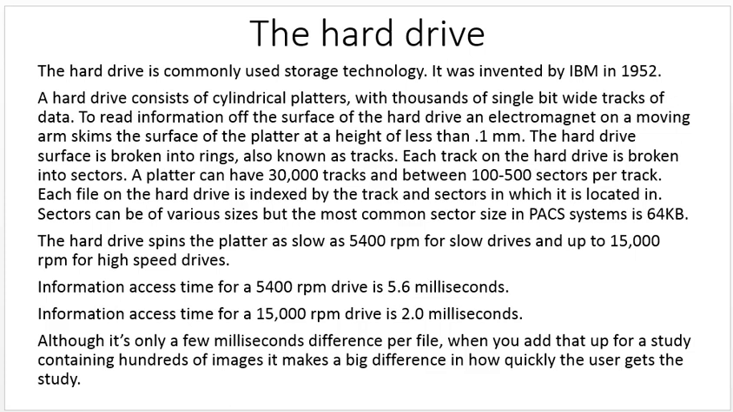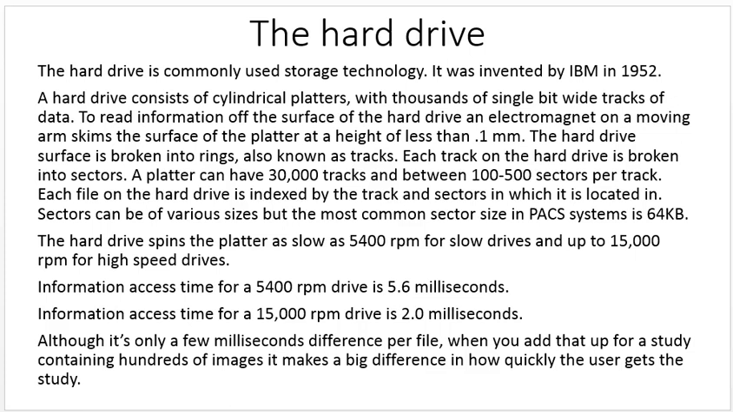A hard drive consists of cylindrical platters with thousands of single-bit wide tracks of data. To read information off the surface of the hard drive, an electromagnet on a moving arm skims the surface of the platter at a height of less than 0.1 millimeters. The hard drive surface is broken into rings known as tracks. Each track is broken into sectors. A platter can have 30,000 tracks and between 100 and 500 sectors per track.